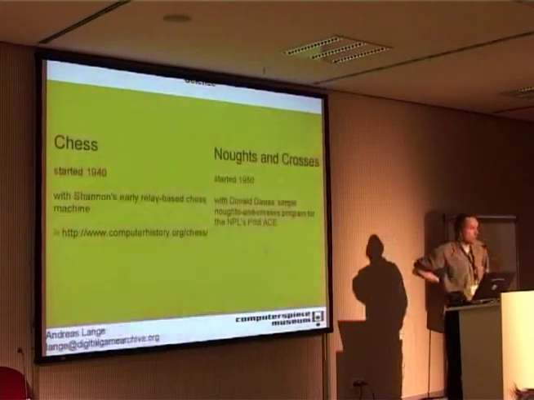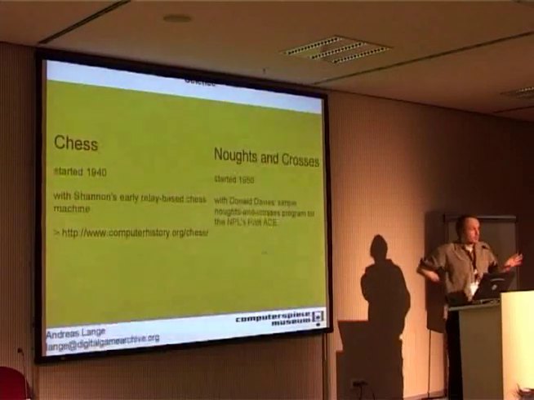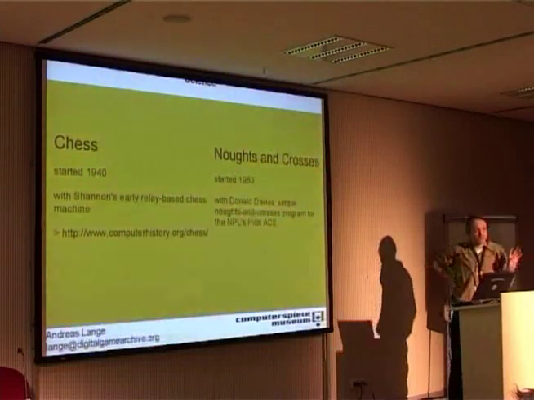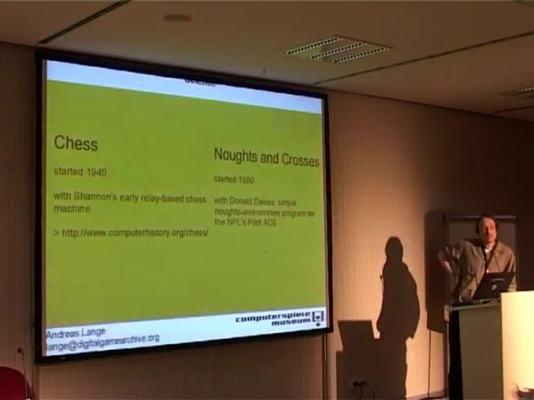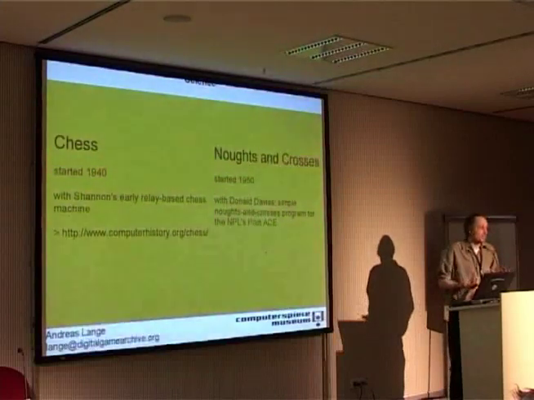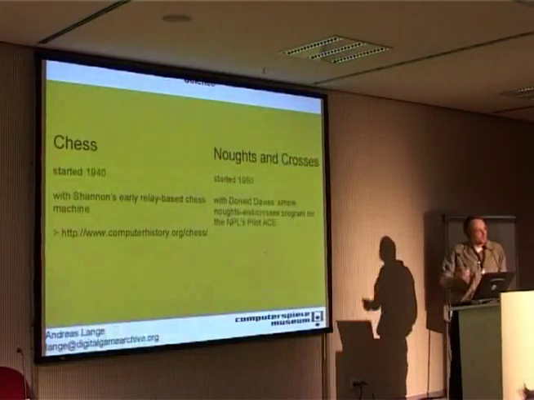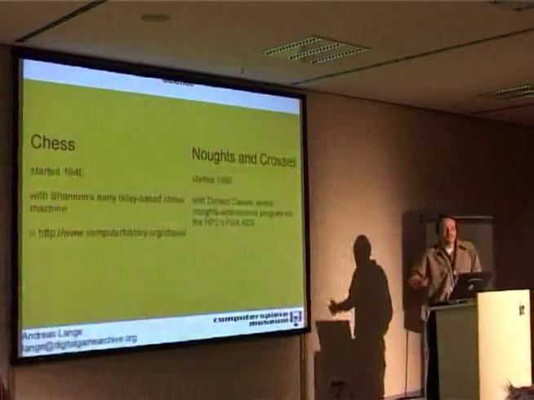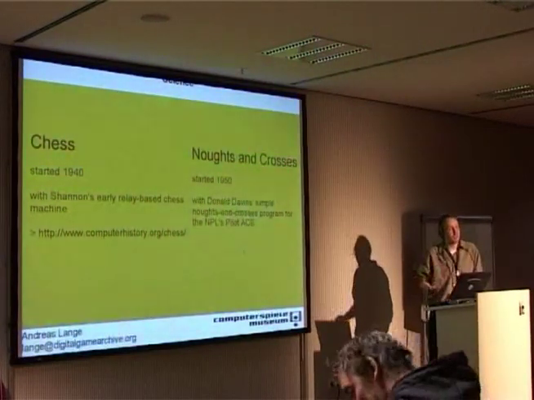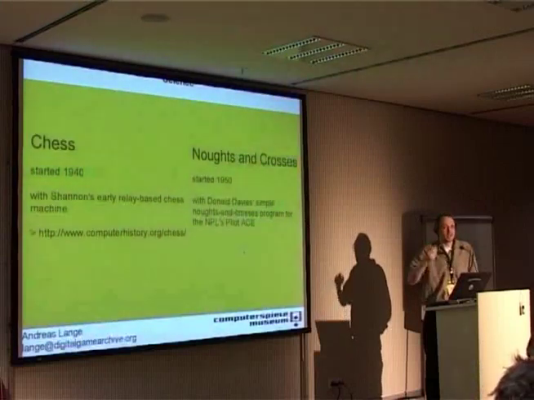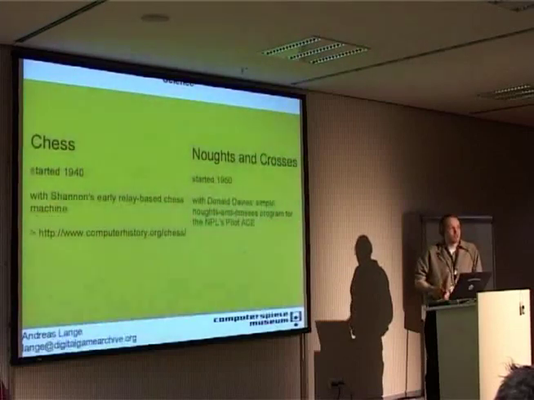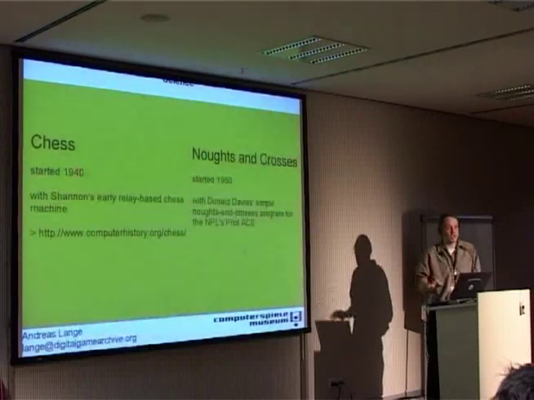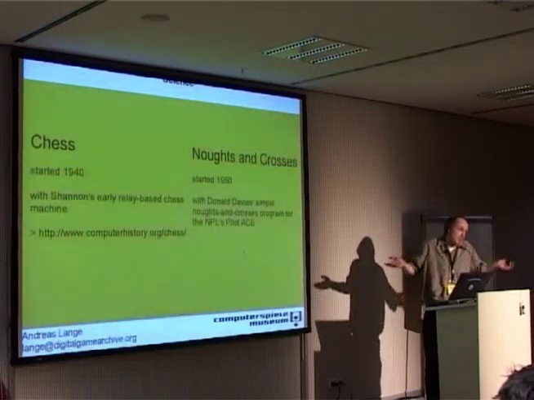Now we come to noughts and crosses. So this is the English name. In America it is called tic-tac-toe, and I'm sure you all know the game, and this is somehow the little brother of the chess program. As you have seen, it was not possible to implement this thinking and these paper programs into an existing machine then. But it was possible to build a noughts and crosses computer, or to program a computer at this time to play noughts and crosses, because it is much simpler.